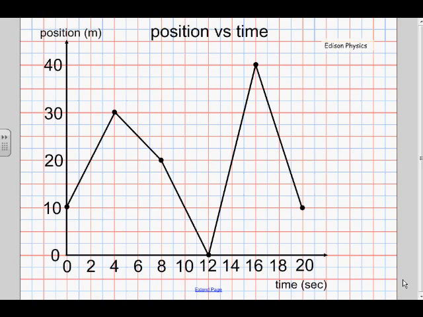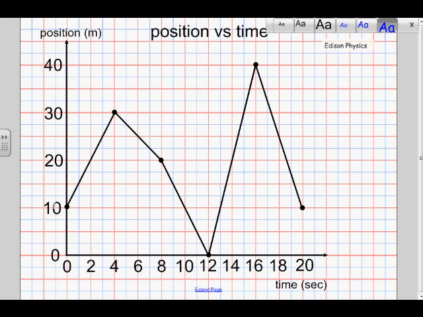Okay, so suppose I want to calculate the speed for the first 4 seconds. In order to do that, I need to know the distance I traveled for those 4 seconds. I need to know the time it took. All right, so how do I find distance when I look at this graph? Well, distance is how far up did I go. So how far up does the graph go from 0 seconds to 4 seconds?